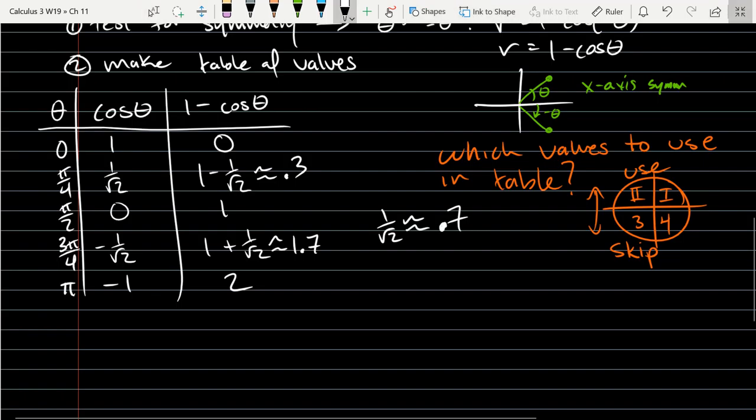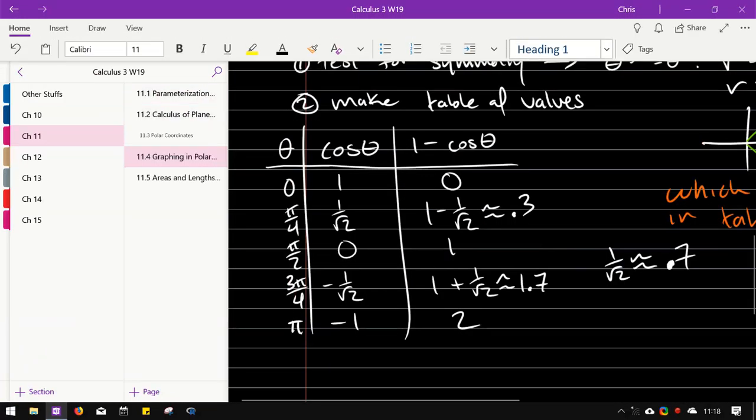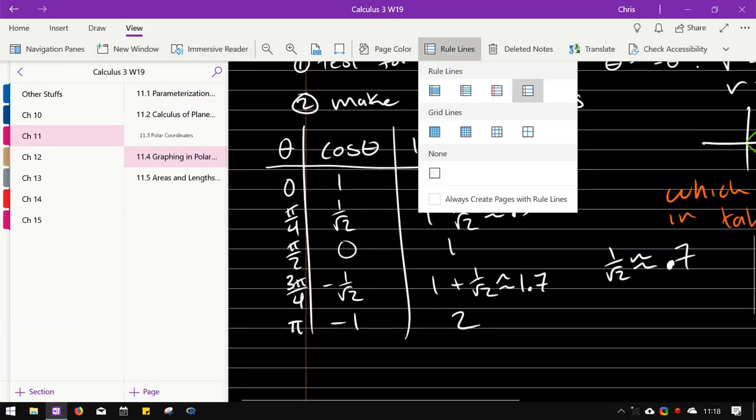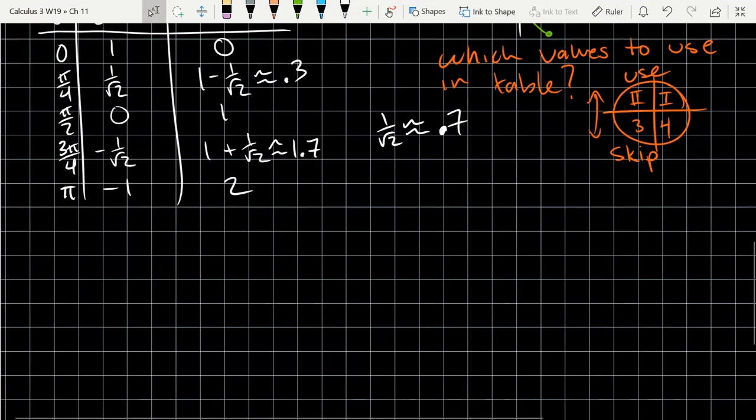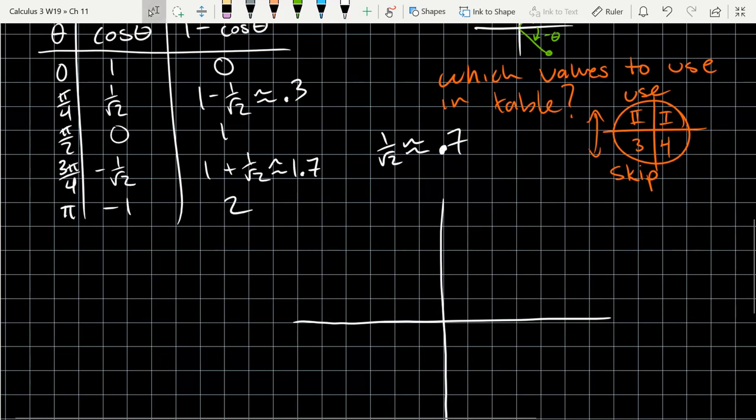So I'm going to switch over to some graph paper. Well, it's 1 minus 0.7? Yeah. I think that's right.